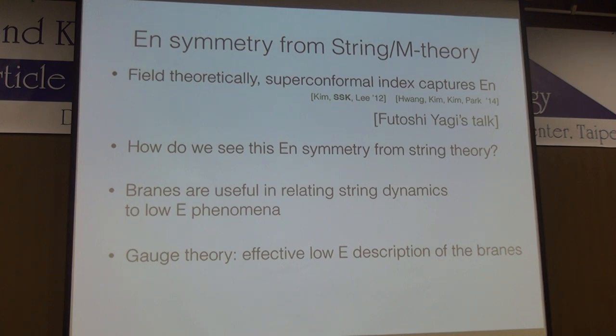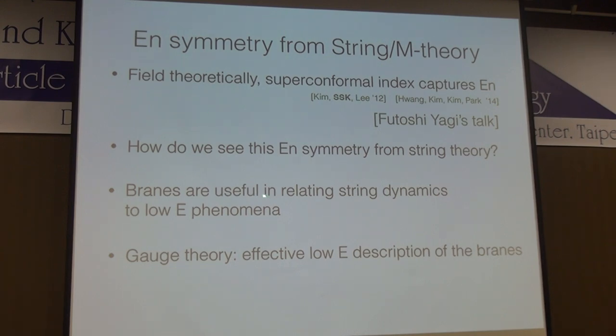We want to understand the E_n symmetry from the string or M-theory point of view. But before that, field theoretically, one can compute the superconformal index at the UV fixed point, and that actually captures the E_n symmetry, which I also did with Kim and Young at KIAS. This will also be mentioned in Toshiaki's talk, so I will skip this, but rather I'll focus on the new work that I've done. So the question is, how do we see this E_n symmetry from a string picture or M-theory picture or brane picture?